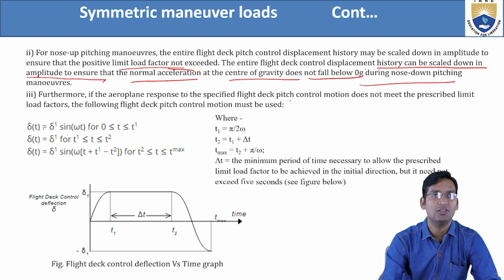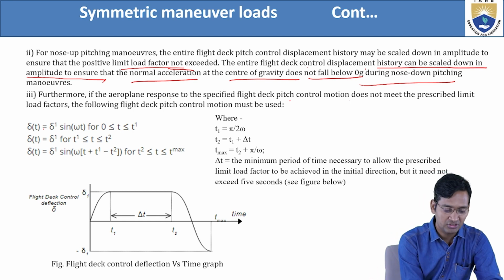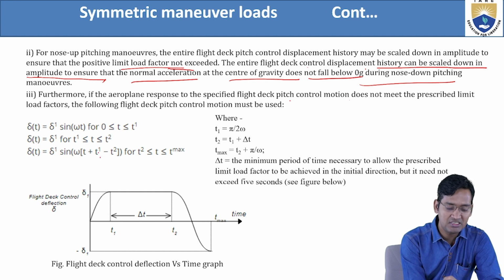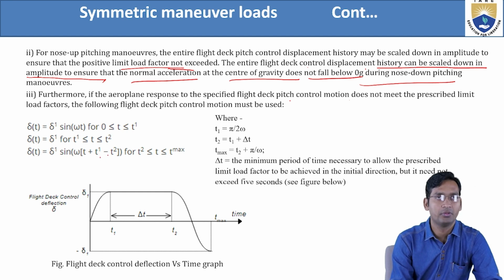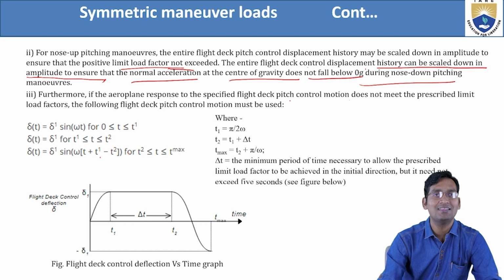So delta t equals delta 1 sine omega t for t greater than or equal to 0 and less than or equal to t1. Then delta t is delta 1 for t greater than or equal to t1 and less than or equal to t2, and delta t equals delta 1 sine omega (t plus t1 minus t2). Sorry, not t2 square, t1 and t2. This is for t greater than or equal to t2 and less than or equal to t max.